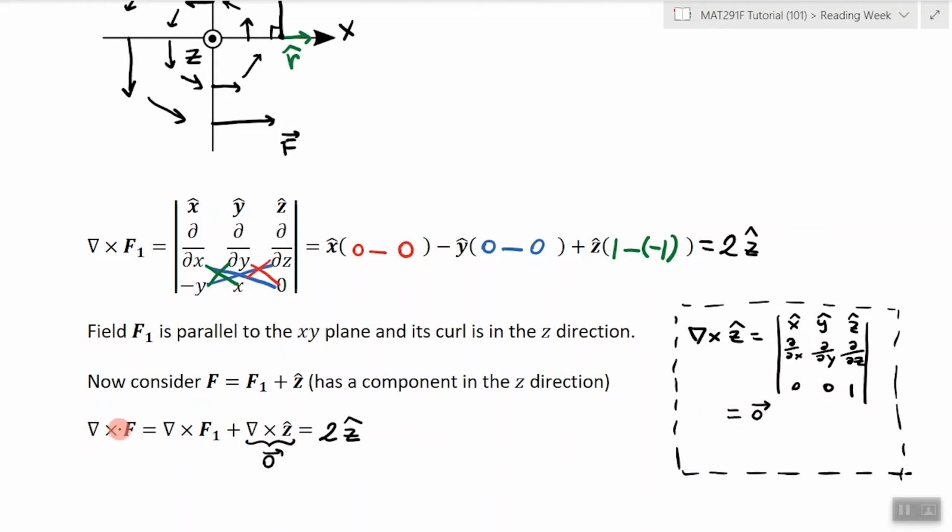Okay, so this is the curl of f. You could have computed it just by first adding f1 plus z hat and getting the curl. This curl of f has a z component. It's actually just in the z direction. And this vector f has a component in the z direction. So actually, these two things cannot be perpendicular. So this is a counterexample.